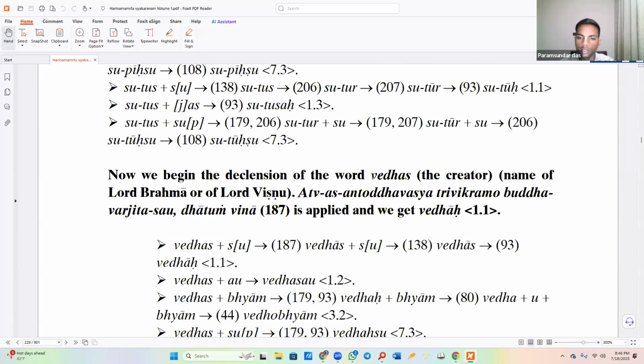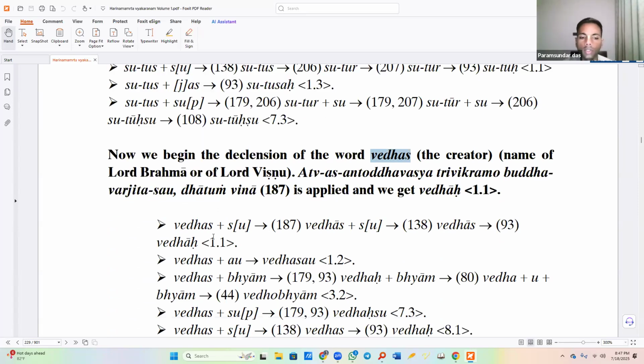The next is Vedas, which is another name of Brahmaji. Yeah, mainly Brahmaji is called Vedas. Even Vishnu is also called Vedas. So Vedas plus Su, we apply this sutra, Atva Santodhavasya Trivikrama Buddha Varjita Sau Dhatum Vina, because it is ending with us, Vedhas. So when the Su is following, then the Uddhava becomes Trivikrama. So Vedhas plus Su gets deleted. Sararama Vishnu Sarga Vishnu Vedante, we get Vedha.